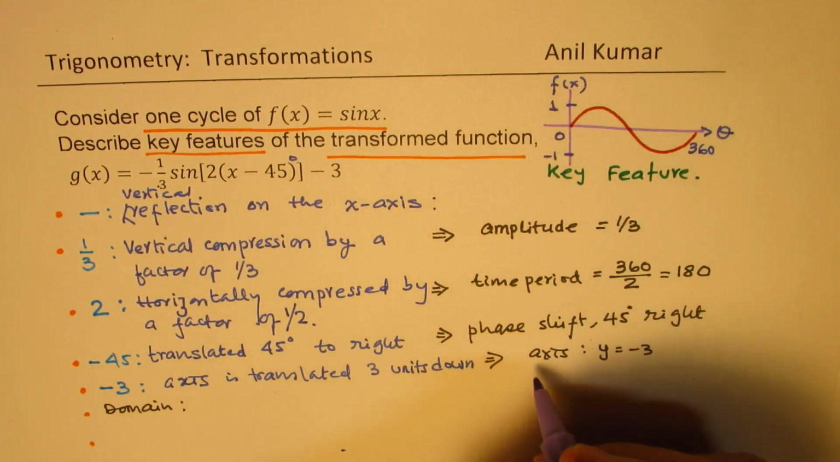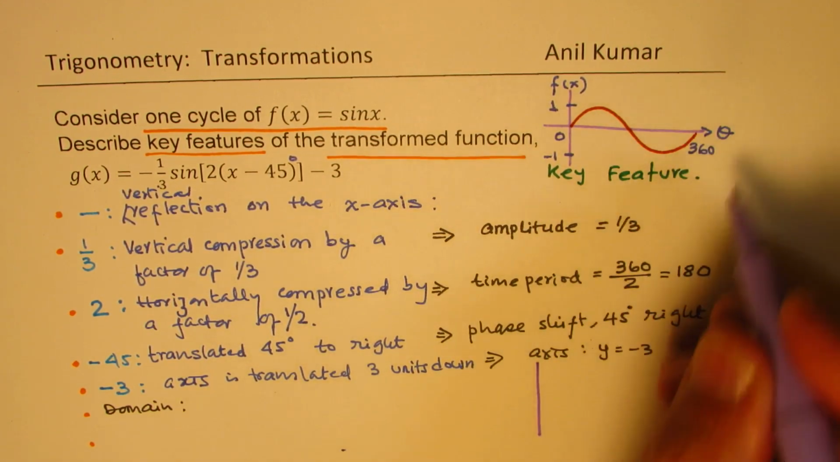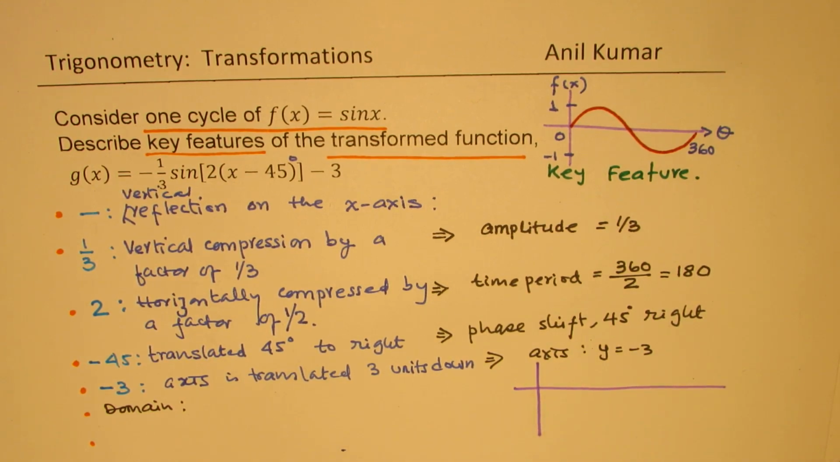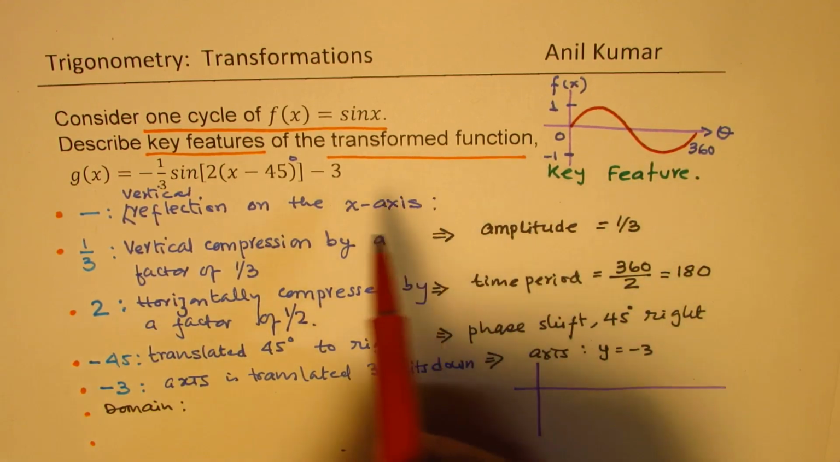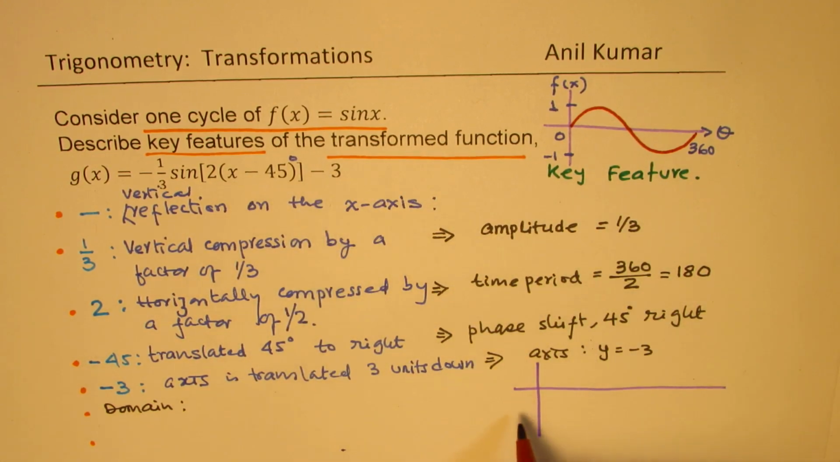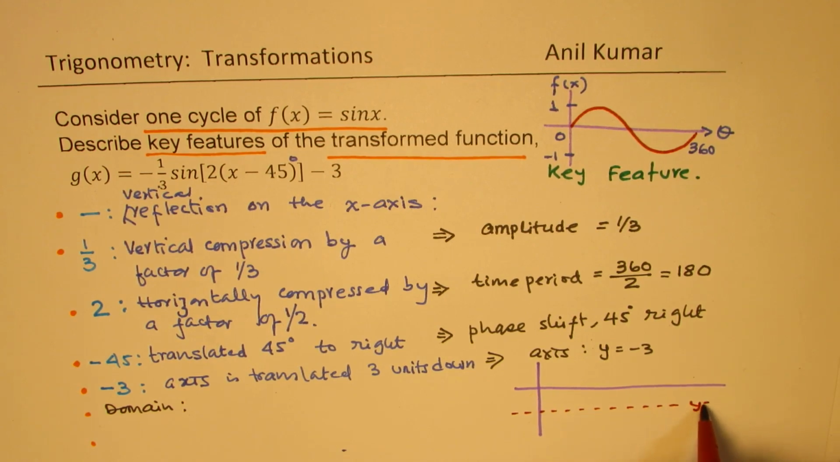So if I really want to make a sketch of this, let me make a new sketch here. We'll make it slightly approximate since we have very little space here. So I'm moving my transformed function axis to minus 3. Let's say this is minus 3 for us. Okay, this is y equals minus 3.